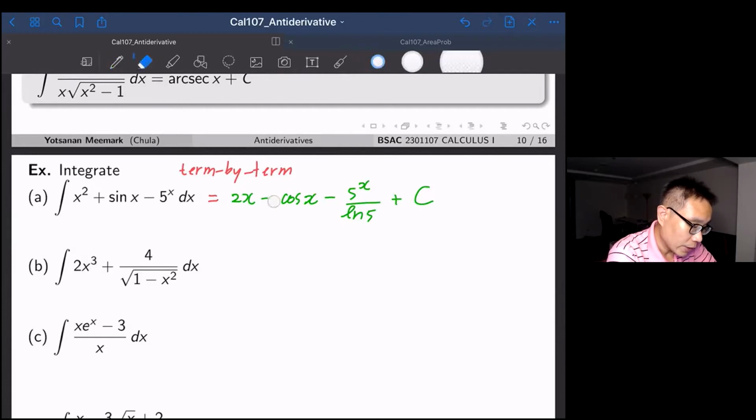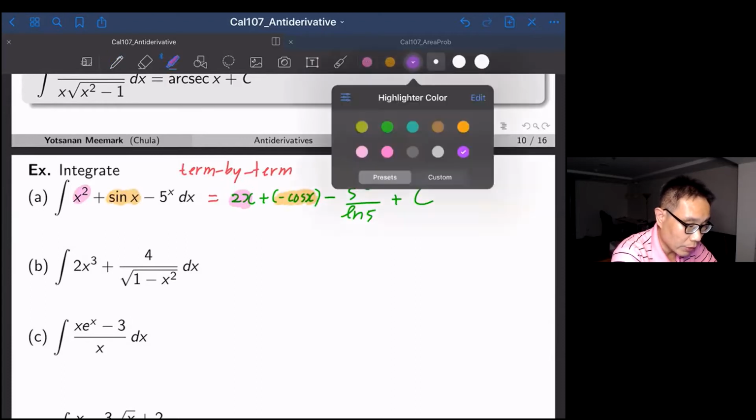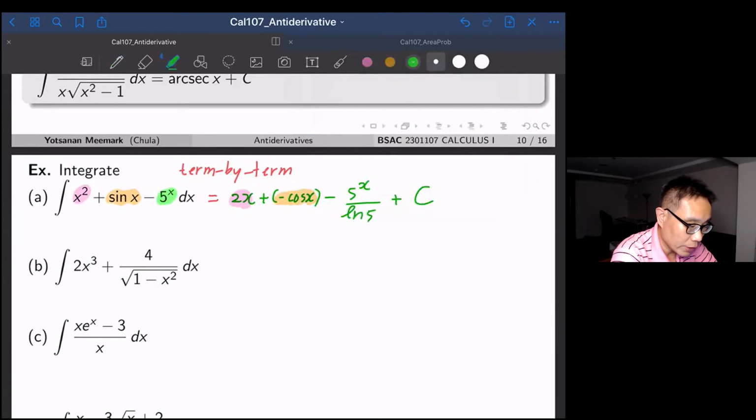Let me write this one in the way that negative cos x. Okay, and I'm going to separate this one for you. So integrate x squared, you get 2x. Integrate sine, you get negative cos. And you integrate 5 to the x, you get 5 to the x over log 5. Okay, so this one will be term by term.